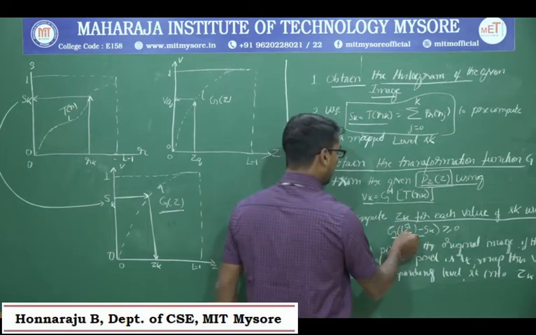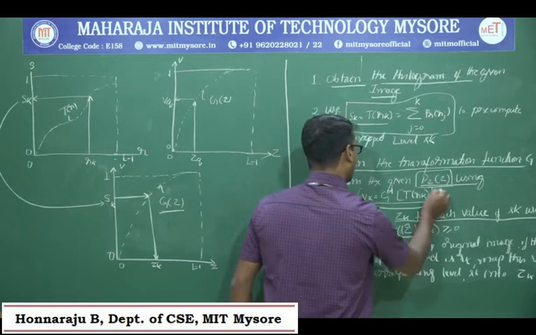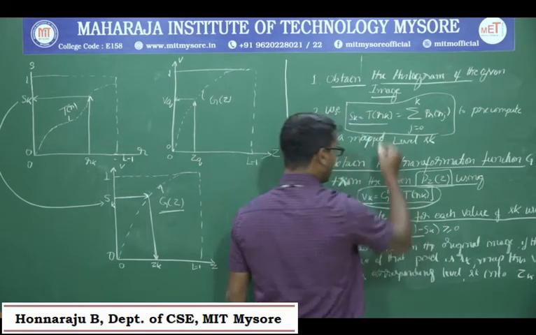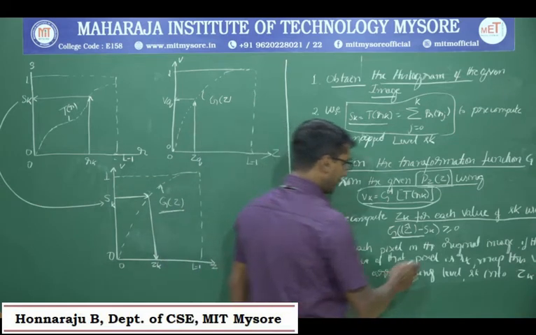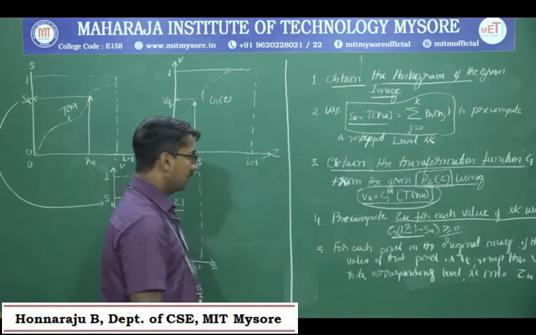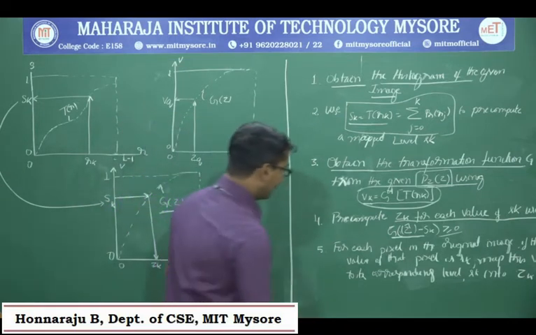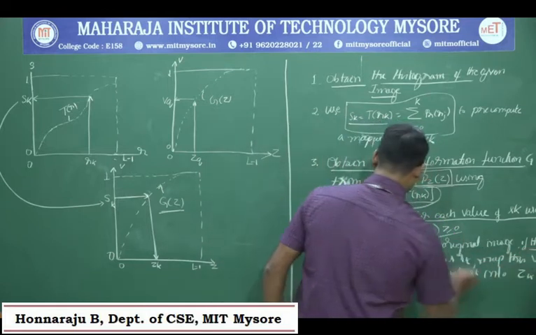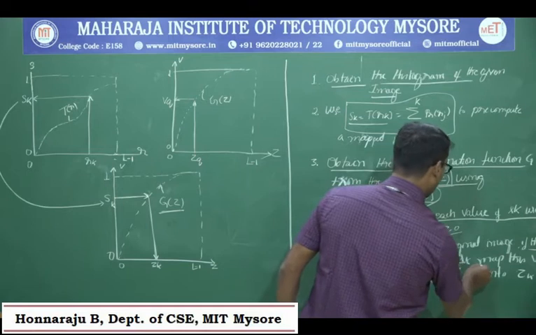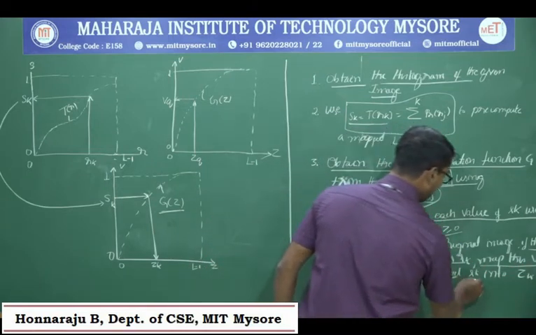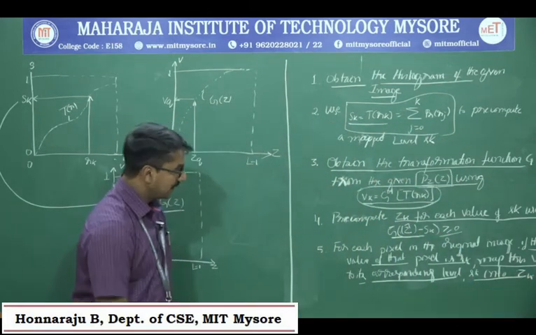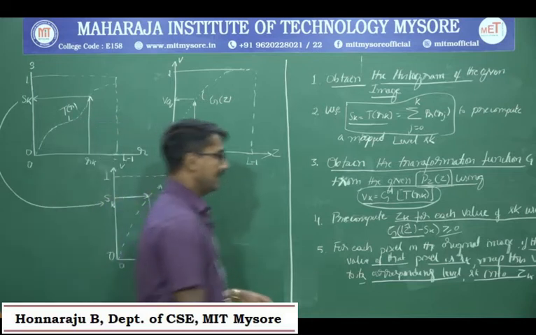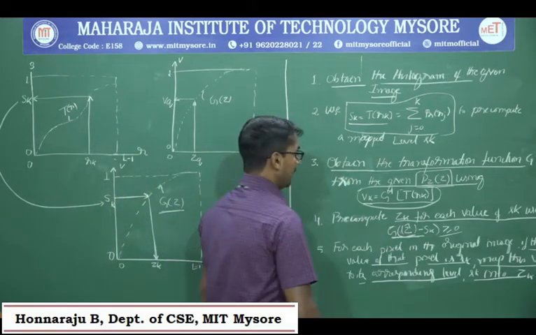So what is G of Z? G of Z is the transformation function for VK, that is the target histogram, minus SK, which is the SK value for the input. Then the difference must be greater than 0. After computing G of Z, SK and VK, for each pixel in the original image, if the value of that pixel is RK, map this value to its corresponding level SK into ZK. So we check the gray level intensity of that pixel, and it is mapped to ZK, because ZK is the reference histogram.